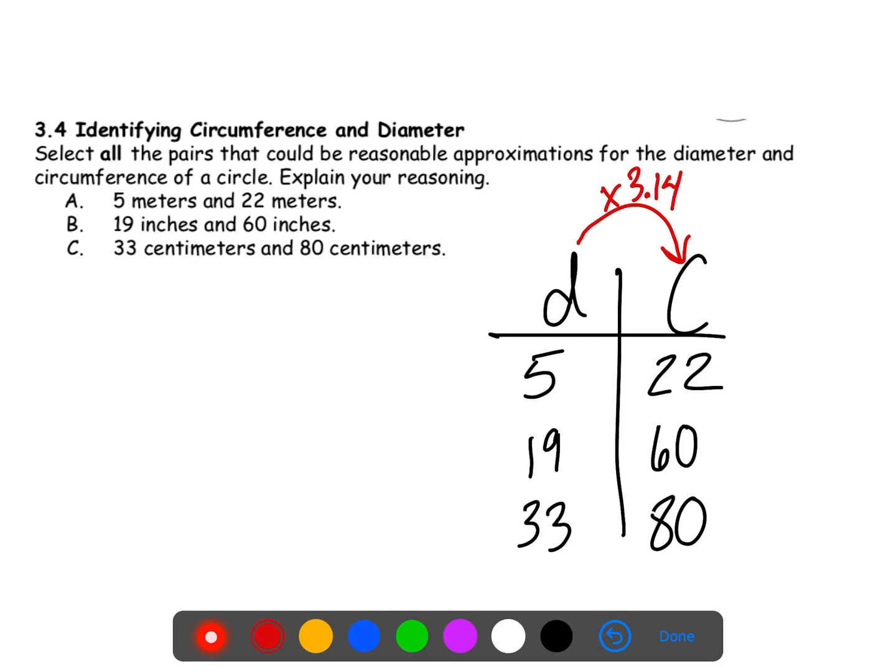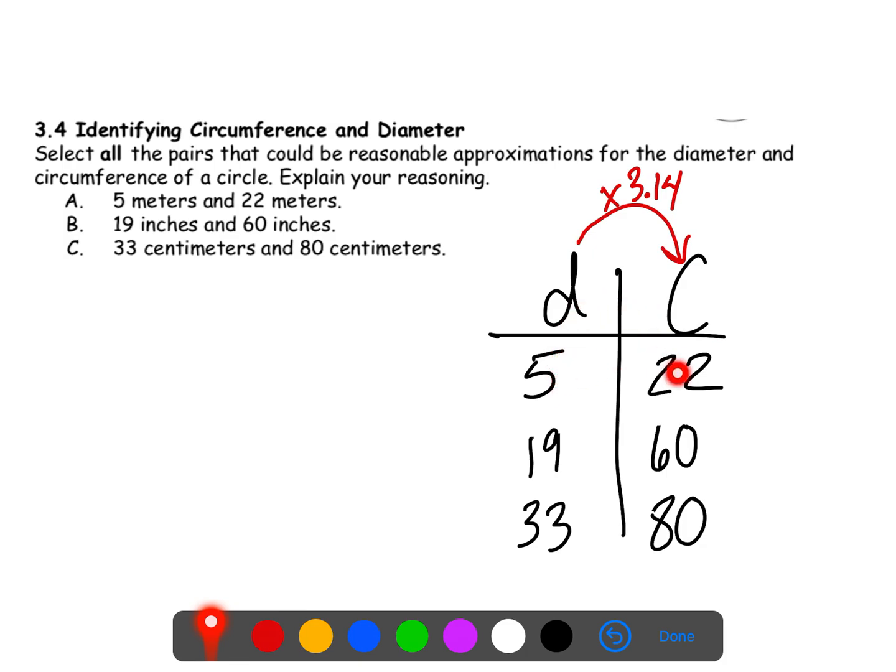Now, being that we know our constant of proportionality is about 3.14, in order for it to be a reasonable approximation of the diameter and circumference, our circumference is going to have to be about 3 times bigger than our diameter. So looking at these 3 circles, or supposed circles, which one has a circumference that's about 3 times the diameter?